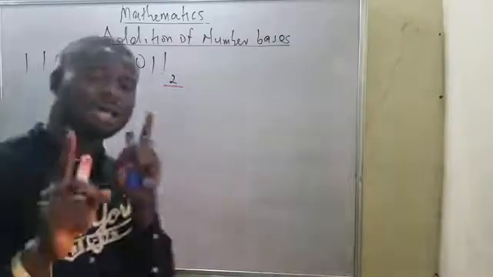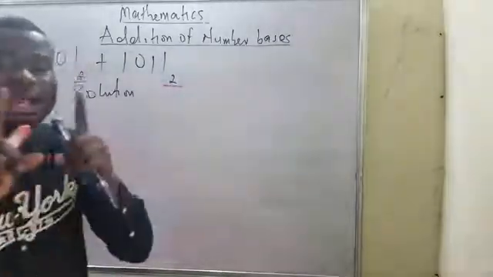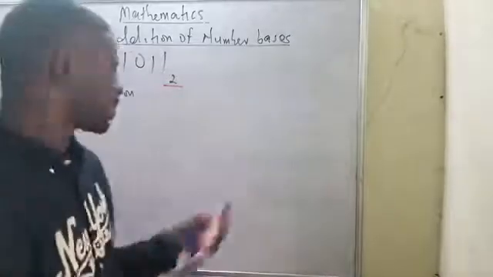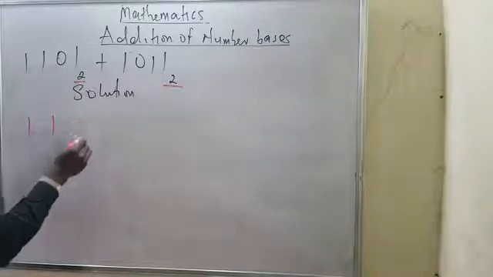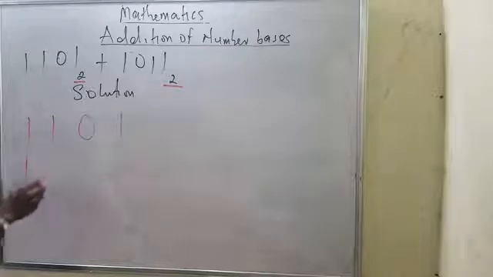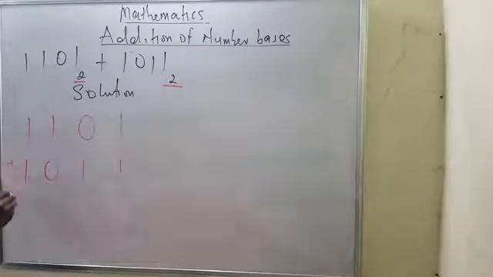But if the story changes, and one is in base 3 and another is in base 2, I cannot add them up. It's not possible. If I add them up, I run into problems. Now, that is very good. The solution to this means I will have 1101, and 1011. I want to add them up.